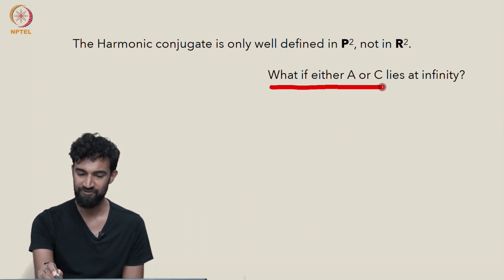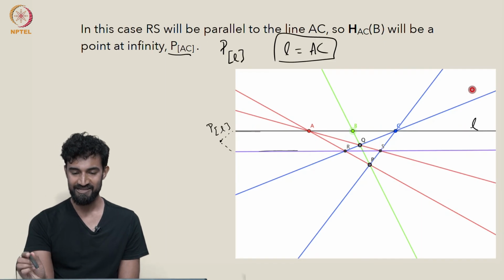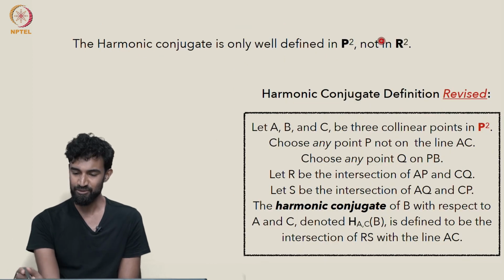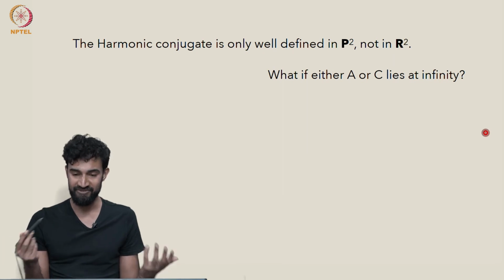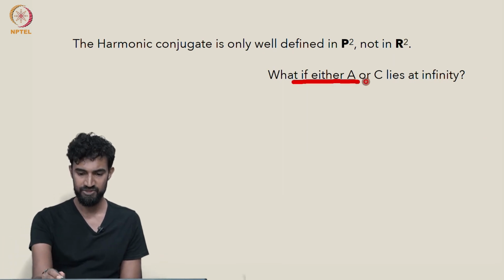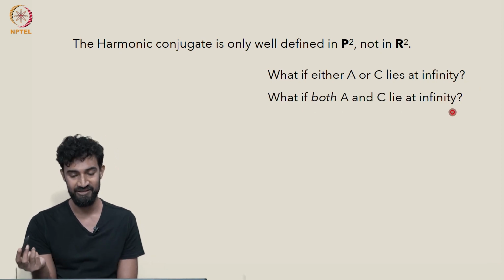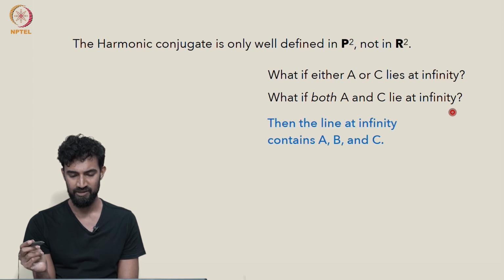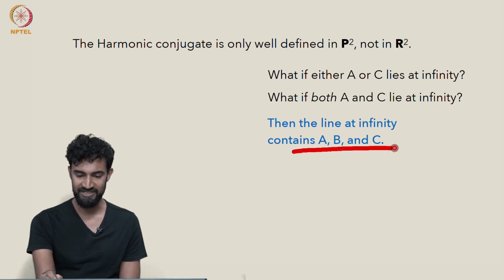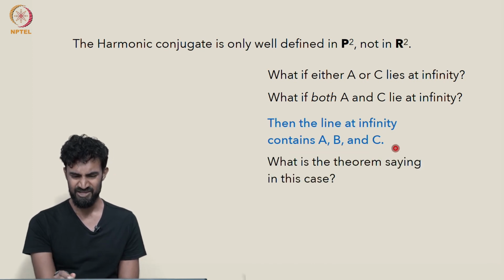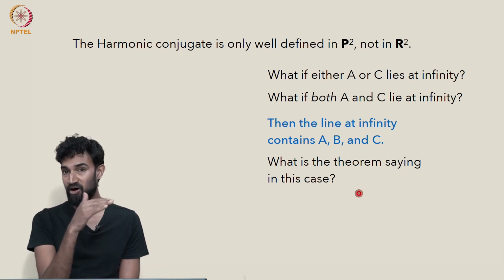Final question though: what if either A or C lies at infinity? We've seen that the harmonic conjugate can lie at infinity, but now that we're working in P2, what if some of our original points A, B, and C lie at infinity? What if one of these lies at infinity, or what if all of them do? Well, in that case, the line at infinity will contain A, B, and C, all of them. So what is the theorem saying in that case, where A, B, and C are all on the line at infinity?